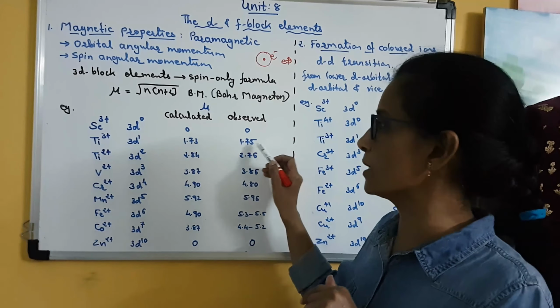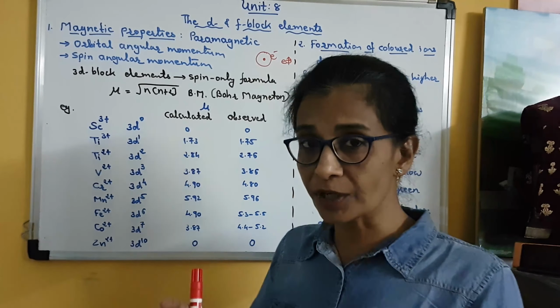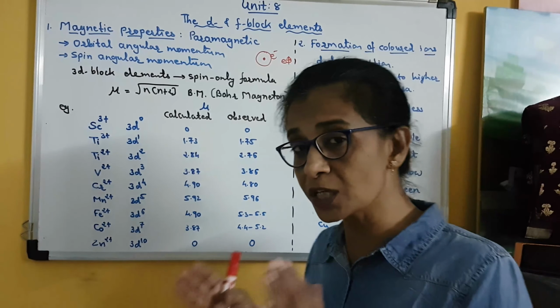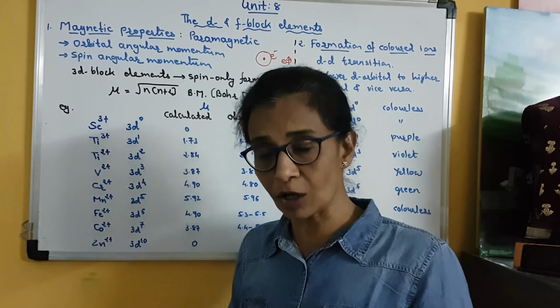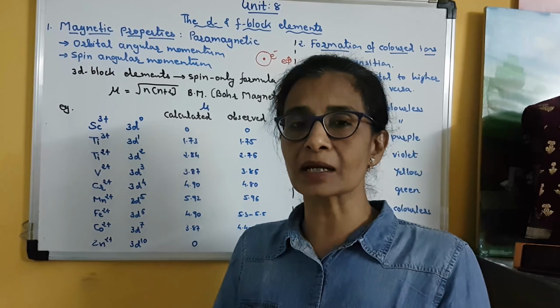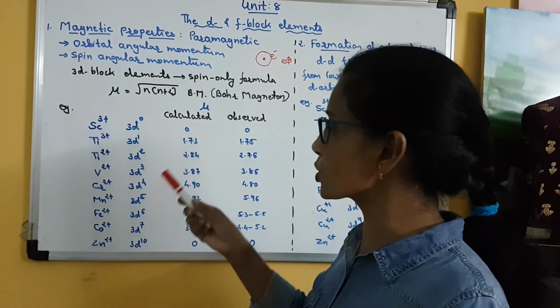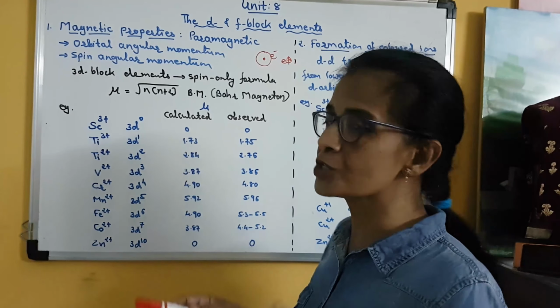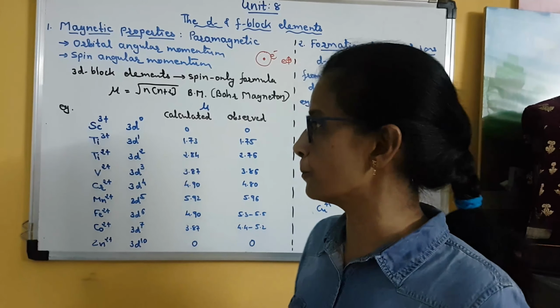Clear? First ion Sc3+, scandium 3+, has no electron in 3d orbital. So no electron means in this formula n is equal to 0. So its magnetic moment is 0. Got it? So those ions of 3d block elements which have no electron in 3d orbital, or we can say that 3d orbitals are completely vacant, for such ions the calculated and observed magnetic moment will be 0.